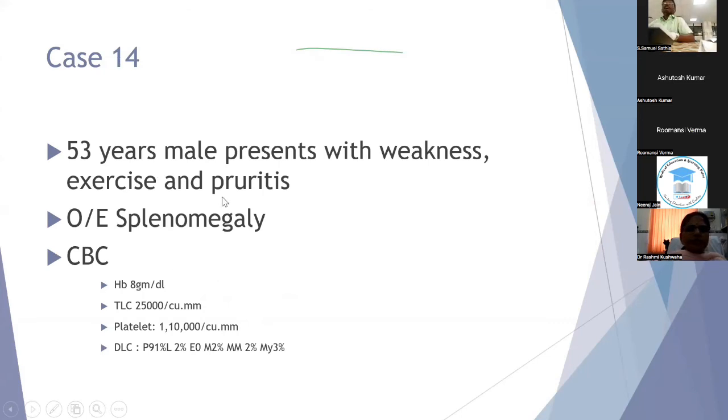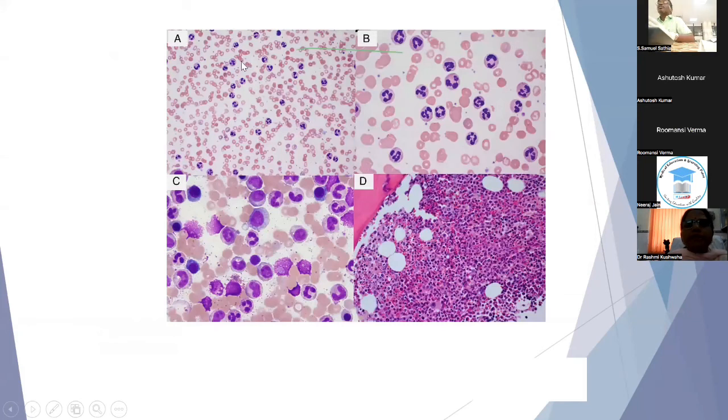Coming to the next case, a 53-year-old male presents with weakness, exercise intolerance, and pruritus. On examination, he has splenomegaly, and these are the CBC findings. We can see the TLC is increased. There is neutrophilic predominance and a few left shift cells we are seeing here. This is a peripheral smear showing a large number of neutrophils.